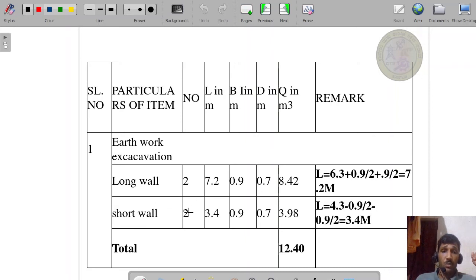In short wall, 2 numbers and the length, what you computed, is mentioned in the remark column, 3.4 meter, breadth 0.9 meter, depth 0.7 meter, and the quantity by multiplying all this is 3.98 meter cube. Then adding these two, you will get 12.40 meter cube. This is the first item which is to be computed by using the long wall and short wall methods.